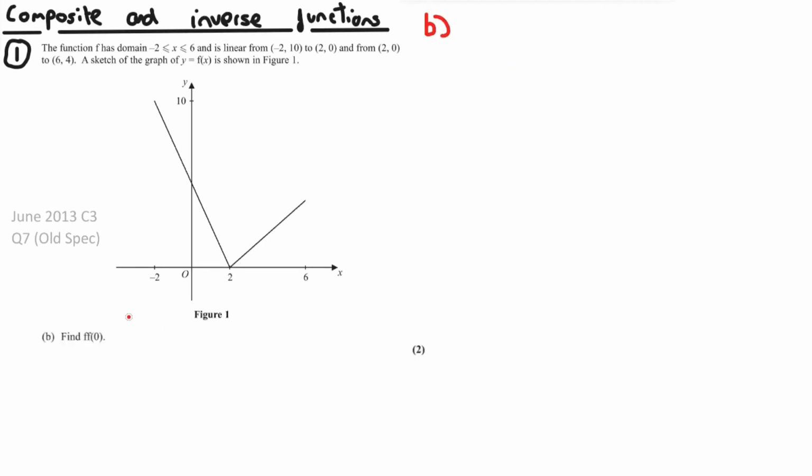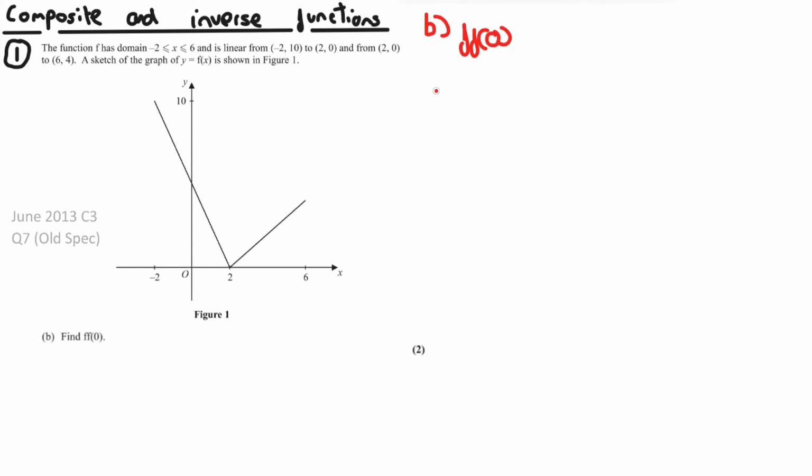So for part B, we need to find f of f of 0, and this originally looks quite hard because we don't know what the function f of x is. So how are we meant to figure out the composite function f of f of x and then sub in 0 in order to get the value? And the reason is because this is not the technique or the method that you've got to use to do it.